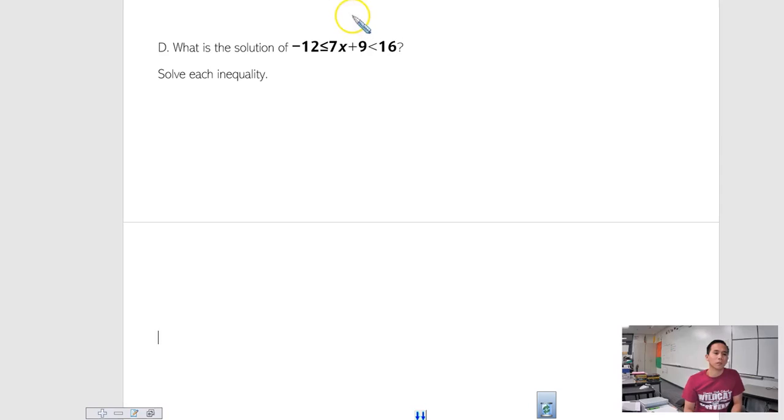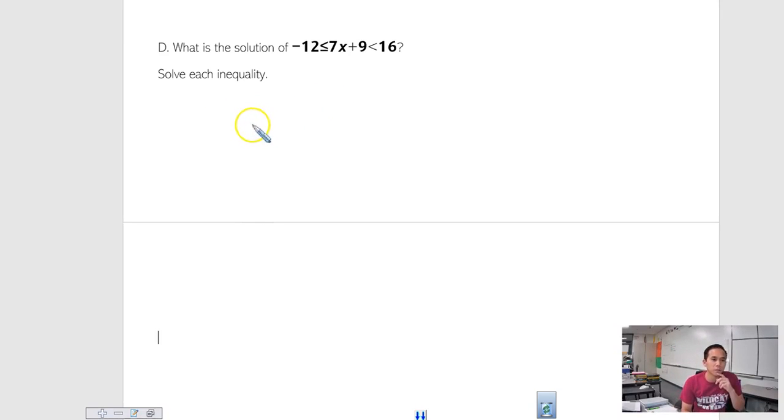Now, our next example is 7x plus 9 is greater than or equal to negative 12, but less than 16. What we are going to do is, again, solve each inequality. There are two inequalities there, and this inequality involves "and." Even if you don't see the word "and" there, it automatically involves "and" because of its form. So we're going to separate.